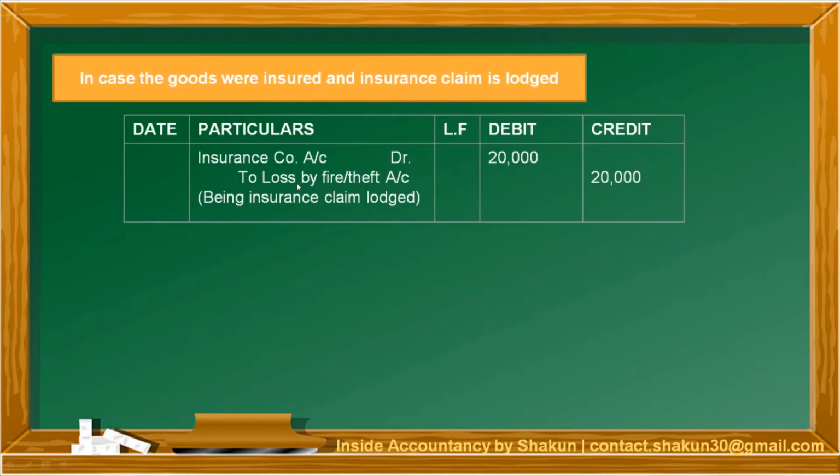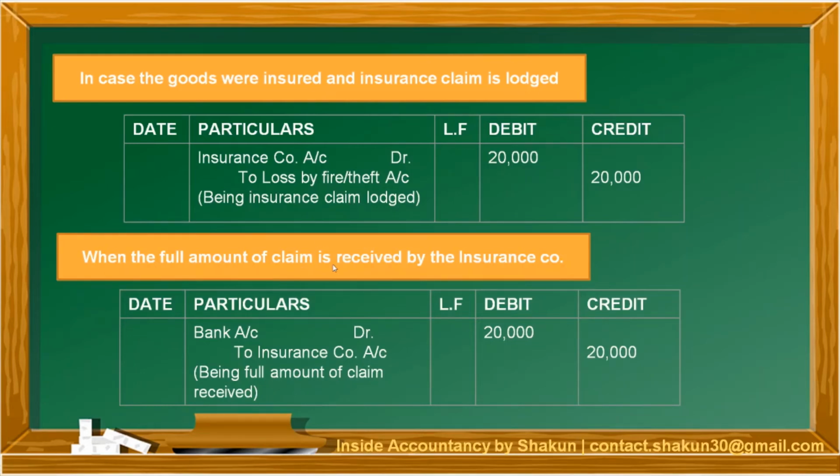So the loss which was debited in the previous entry will now be credited and the insurance company account will be debited. Why is the insurance company account debited? Because it is an asset for us. Why asset? Because we are going to receive the amount of compensation from the insurance company. The benefit will be received in future. In case the insurance company pays the full amount of claim, since we are receiving the money, the bank account will be debited. And who is the giver here? The insurance company. Therefore, the insurance company is credited.